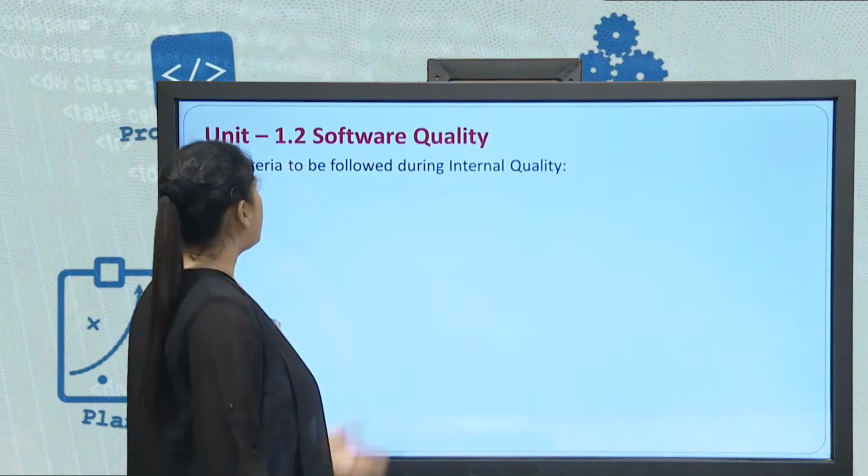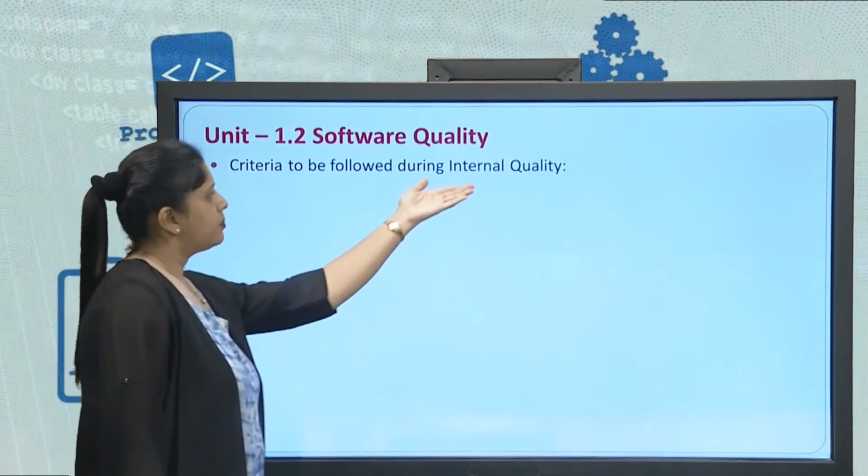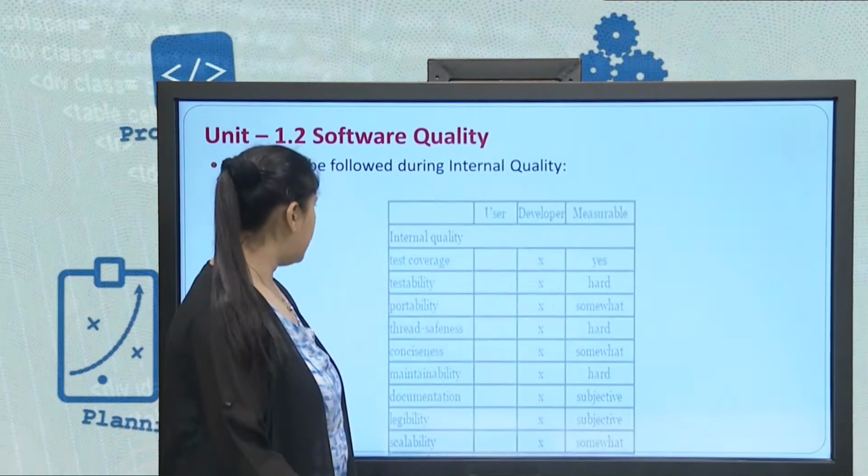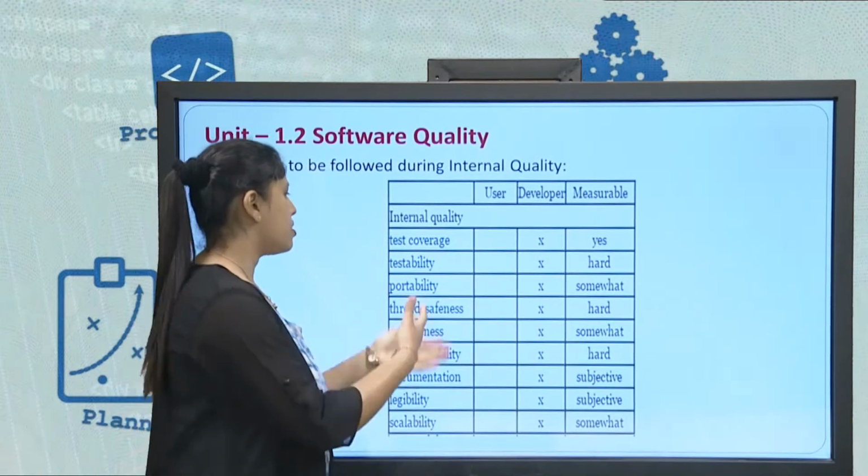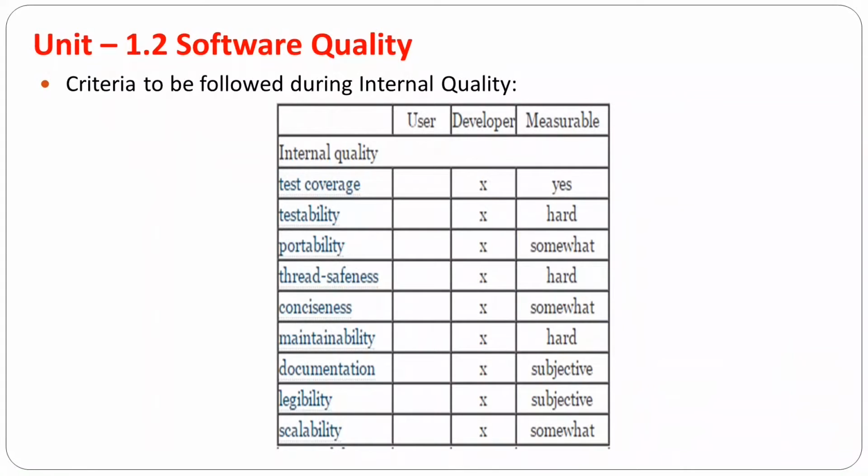Then internal qualities, the criteria to be followed during internal qualities, again a table is there, just check the table. Again I have users, developers and measurable, and here you would see that in internal quality, whatever the parameters are, it is my developers who check it, not my users, because internal quality depends on the code that we write, and of course my users are not going to code my software, it is we as software engineers who would code the particular software.